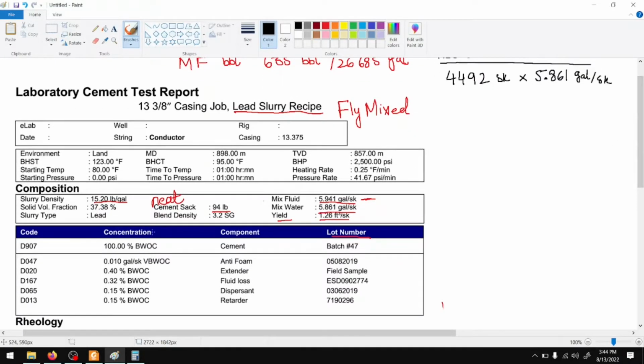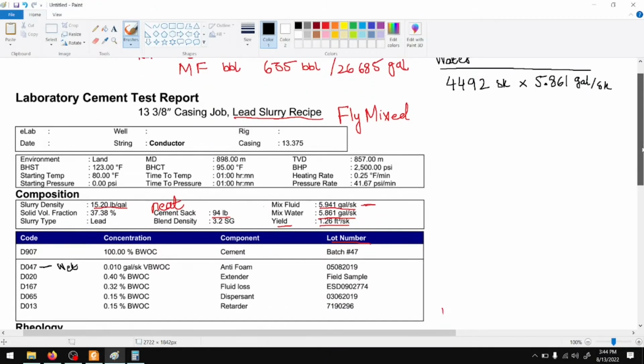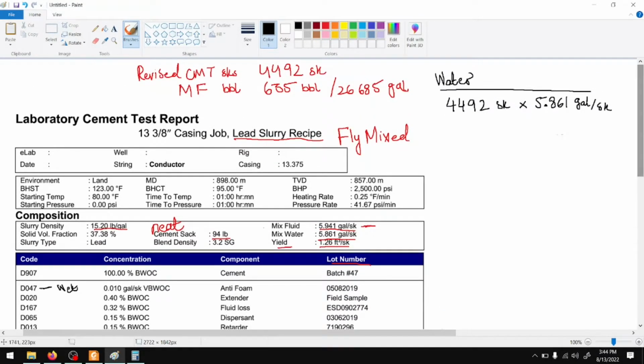Also, you can note here that all of these chemicals are dry chemicals except for this one, which is a wet or a liquid chemical. With dry chemicals, there's never a big increase. But if you were to add an anti-gas migration agent, for example, you would see a big rise over here. You could get something like 6 point something gallons per sack in your mixed fluid. But anyhow, this is our basic calculation.